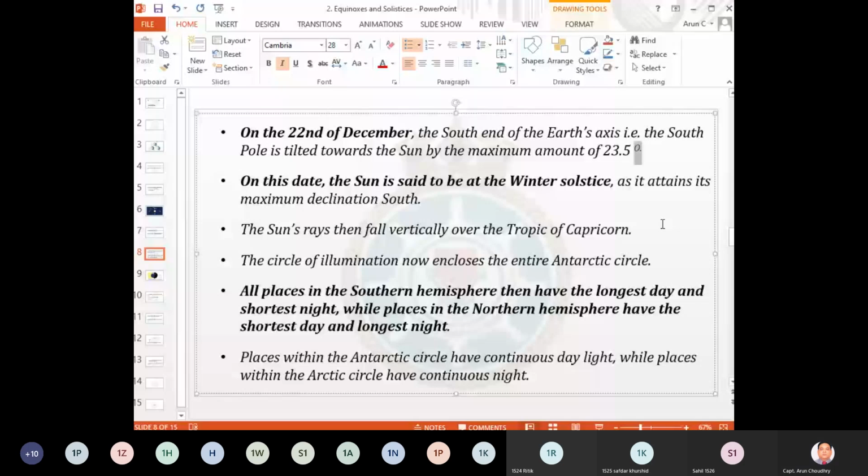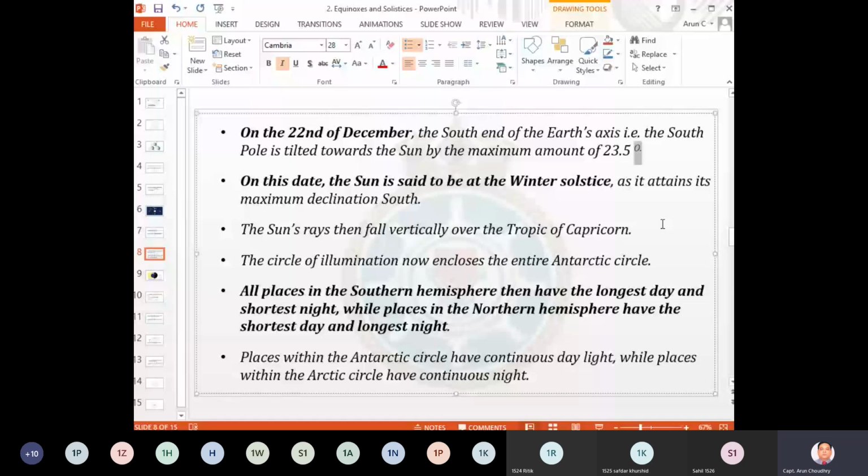On this day, on the 22nd of December, they will have the longest day and the shortest night, while places in the northern hemisphere will have the shortest day and the longest night, because the sun is farthest away from us. So this is what will happen.